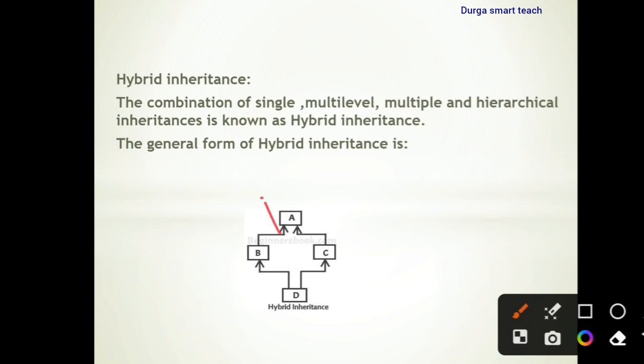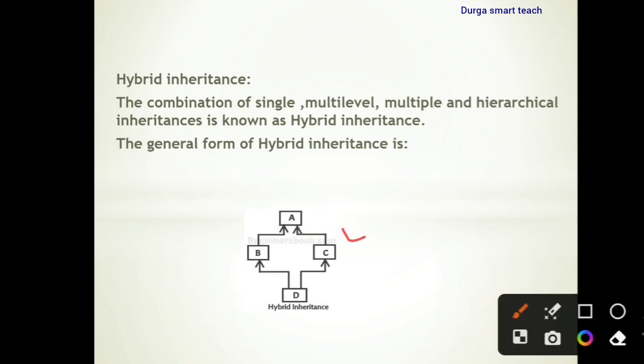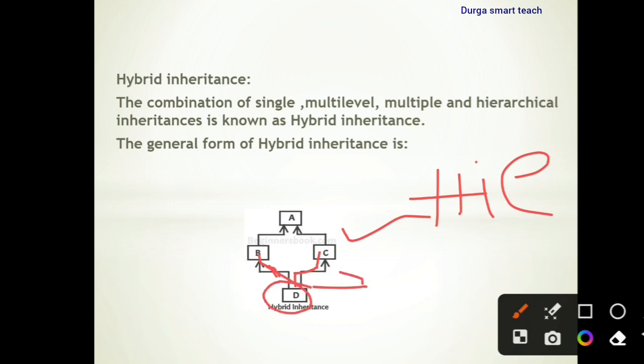So from one parent you can derive a number of children. Okay, so what type of inheritance is it? So it is hierarchical inheritance, right? So this is hierarchical inheritance. Next, from two parent classes I am creating one child class. So this is known as multiple inheritance, right?